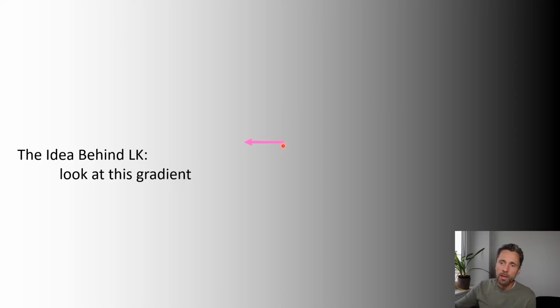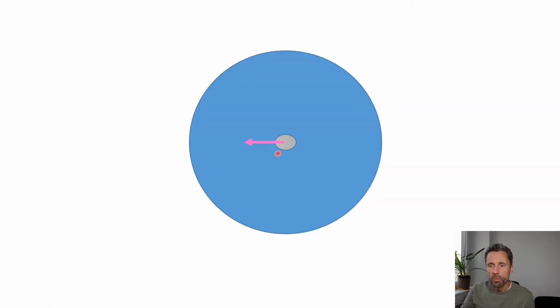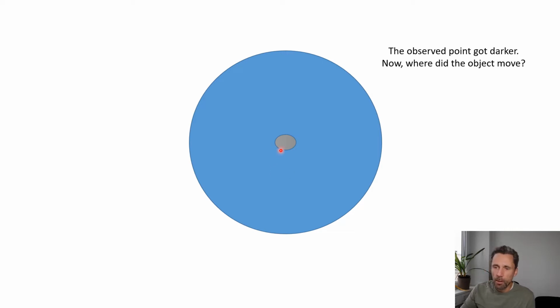So it's nice and smooth and linear. At this point, we have a gradient that is a vector pointing upwards. Now, if we look at only one point, and see what brightness that patch has, and then we move that object by a certain amount of pixels, we see that that point got darker. So if I asked you, how and where did that object move, what would you say? I hope your answer was the object moved leftwards, so into the direction the gradient pointed.